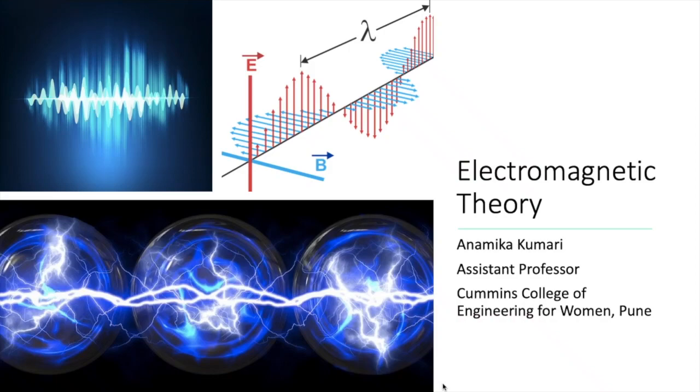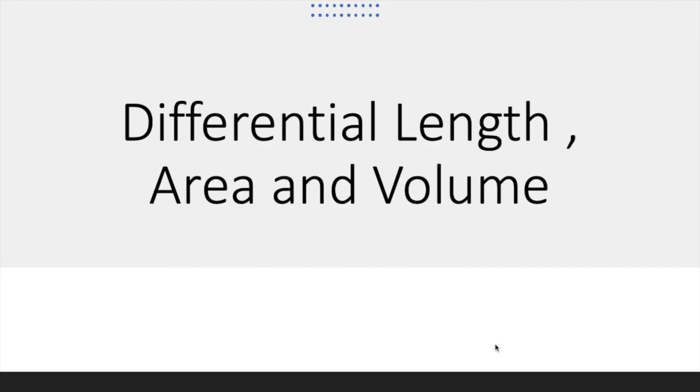Hello and welcome to this lecture of electromagnetic theory, where we are going to talk about the differential length, area and volume. Why we want to discuss this is because in the coming lectures we will be talking about the surface charge density, volume charge density and all, where the importance of differential length, area and volume is very high. We are going to use it time and again.